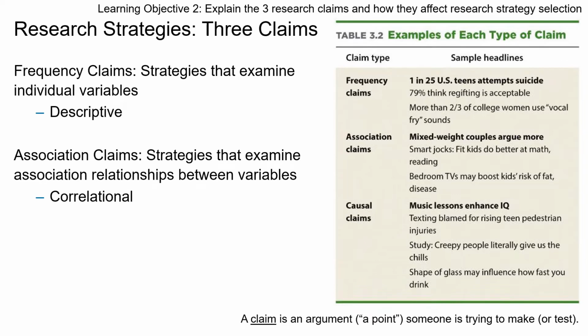The next is association claims, often called, and you'll hear it way more often, correlation, correlational claims. So this is when you're looking at the relationship between variables. It might be between two variables, it might be between three variables, it might be between more. Either way, it's the relationships between variables. So it is the correlational claim or the association claim.